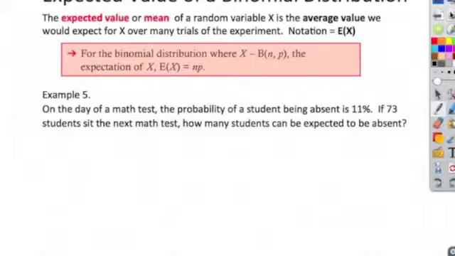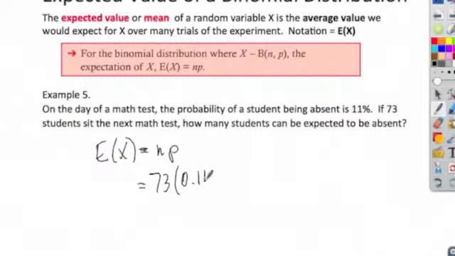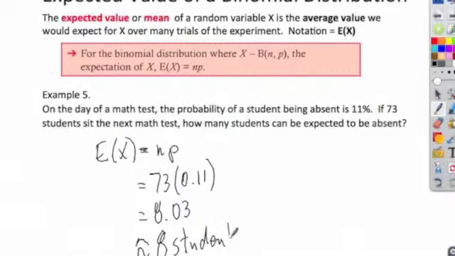So in example 5, it says on the day of the math test, the probability of a student being absent is 11%. If 73 students sit the next math test, how many students can be expected to be absent? Expected value then is number of trials times probability of success on each trial. The number of trials, again, is the number of students. In this case, the probability of success is the percentage, 0.11. If you do this calculation, it's 8.03, which we would say is approximately 8 students. Very, very easy, very straightforward calculation once it's a binomial distribution.